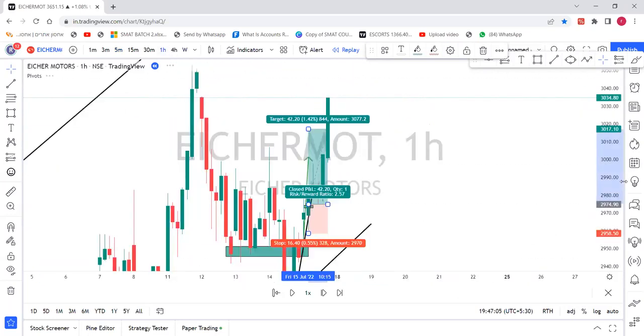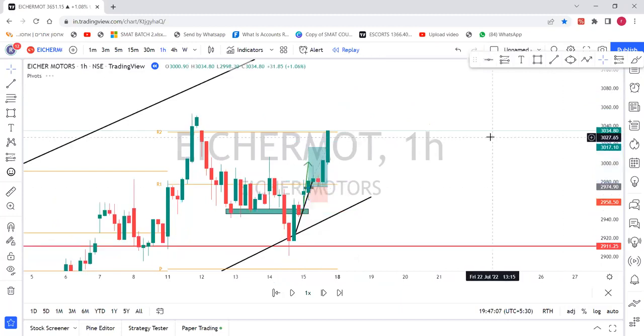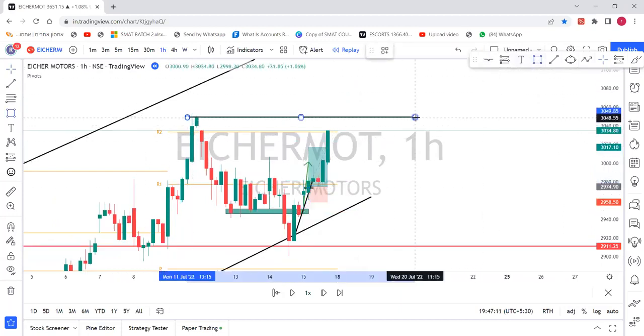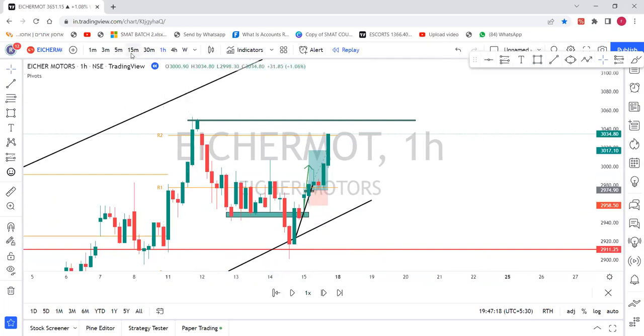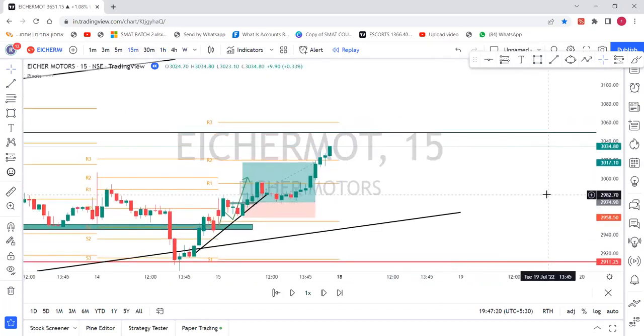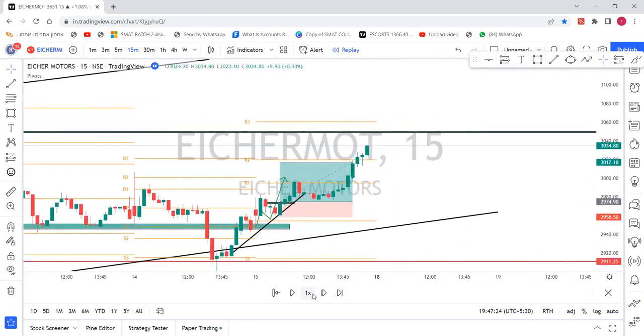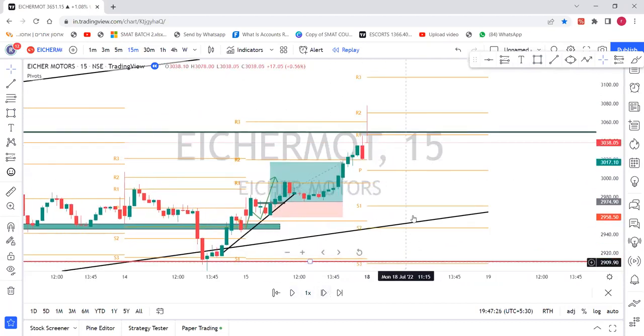Let's come back to the 1 hour time frame once again and see what has happened. Last time the market had reached till this level and reversed, so I'm considering this level as a resistance. Considering this level as my resistance means if I have to trade, I want to buy any stock, I'll buy above this level, or else I'll be going for the sell side.